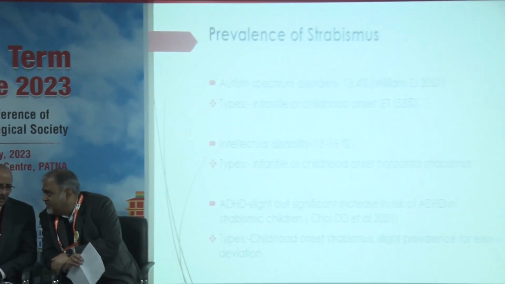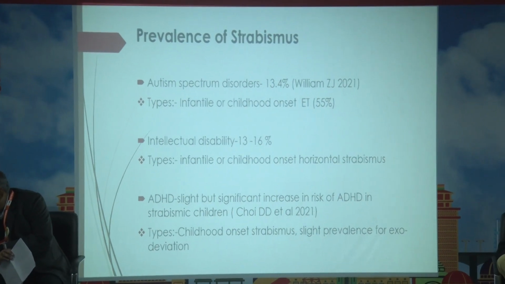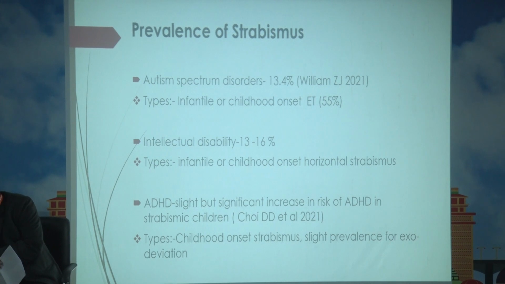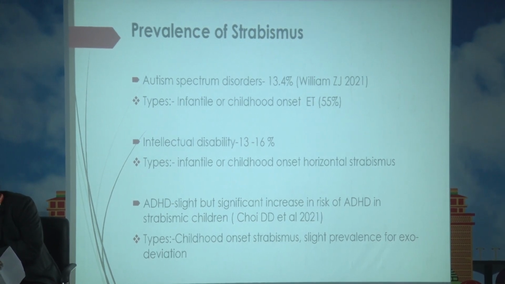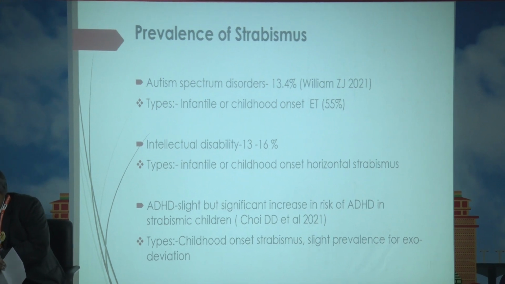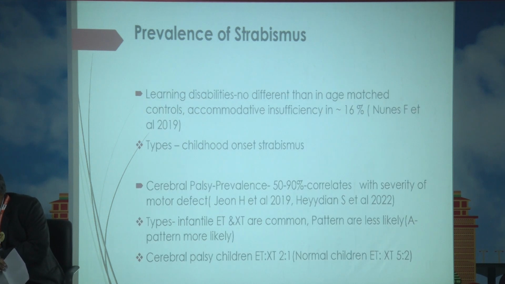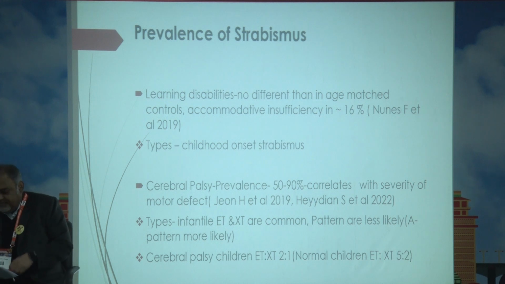If you look at the prevalence in cases of autism and intellectual disability disorders, it is around 13 to 14%, and mostly it is horizontal strabismus, which is usually infantile onset. But with ADHD, there is a slightly significant increased risk of ADHD occurring in patients with strabismus. Again, as compared to the other cases where esotropia is more common, it is the exodeviations which are more common in this group. In learning disabilities, there's not much of a difference from a normal population, age-matched controls.